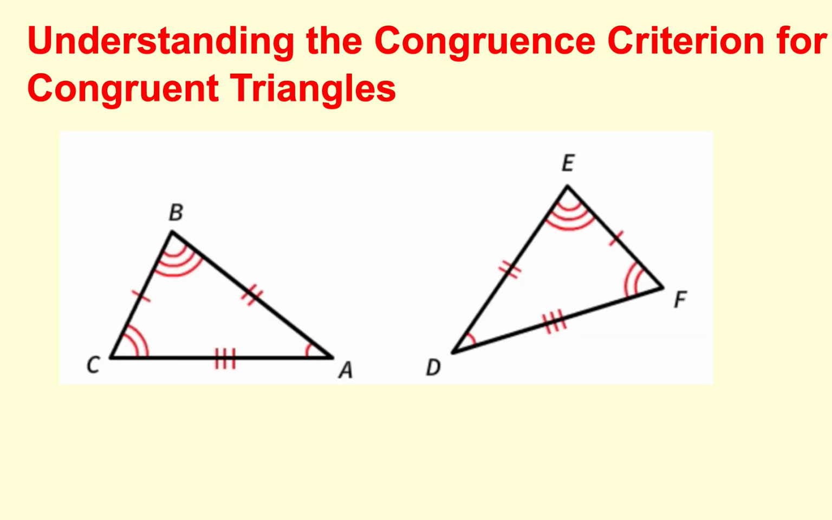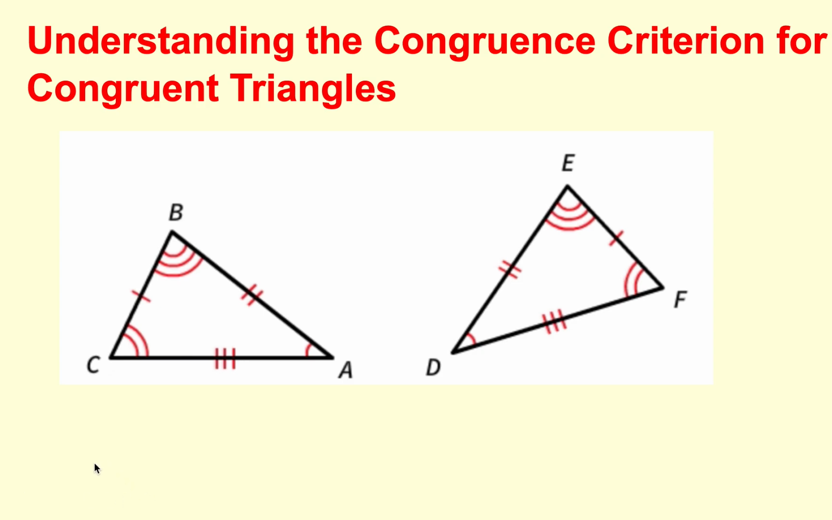We looked at this video before. It's understanding the congruence criterion for congruent triangles. It says if all the angles of one triangle and all the angles of another, all the sides of one triangle and all the sides of the other, if all 6 pairs are congruent, then rigid motion will take place. And when rigid motion takes place, we have congruent triangles.